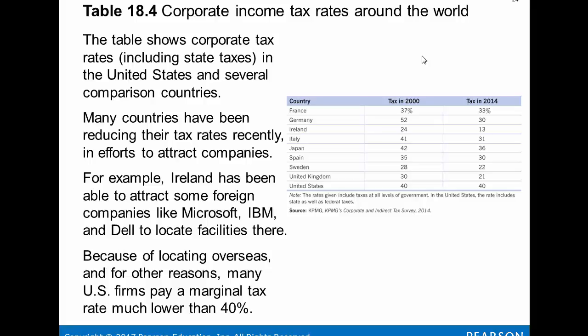Germany, 52 to 30. Ireland went from 24 to 13. Italy, 41 to 31. Japan, 42 to 36. Spain, 35 to 30. Sweden, 28 to 22. UK, 30 to 21. Every single one of them has dropped their rate except for the United States. And we do, as you can see, have the highest corporate tax rate in developed countries.